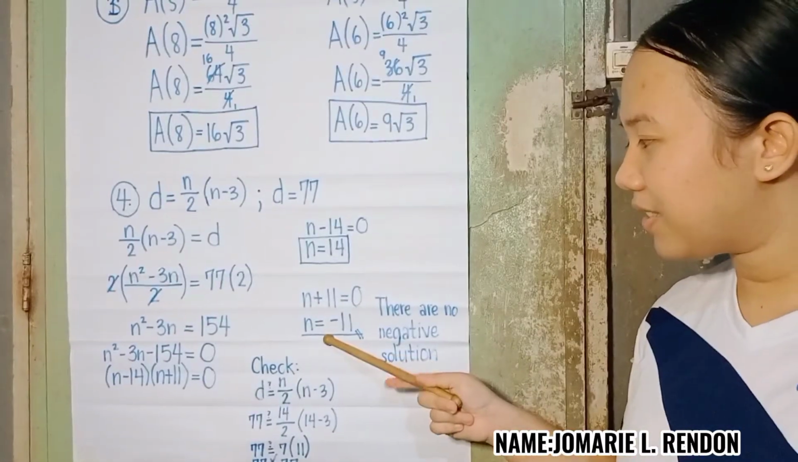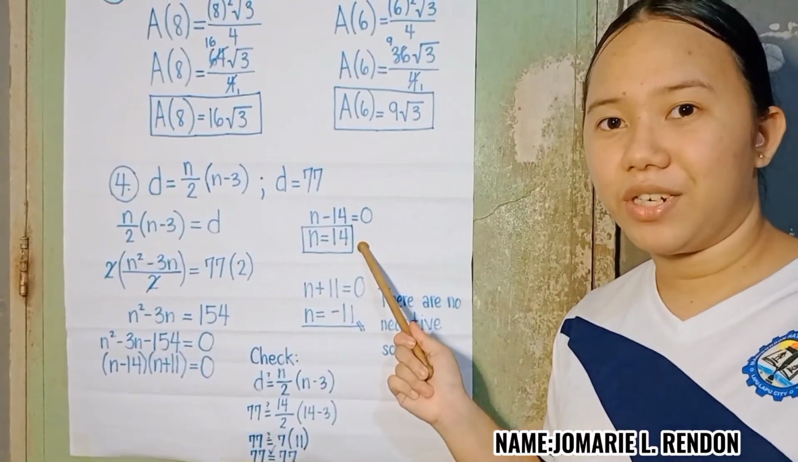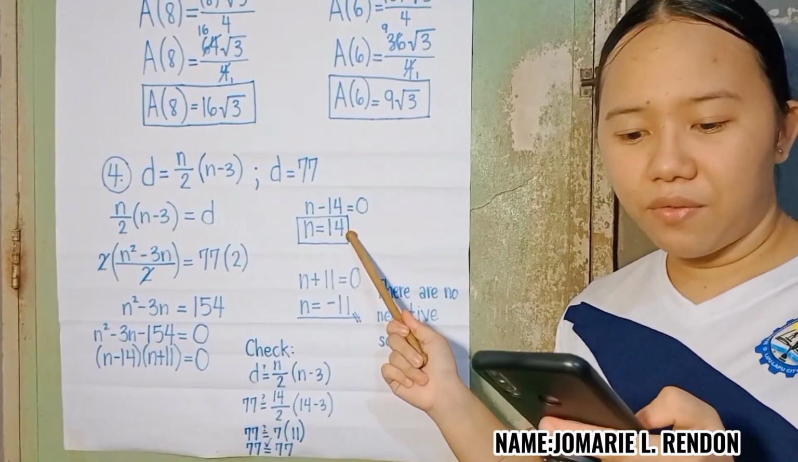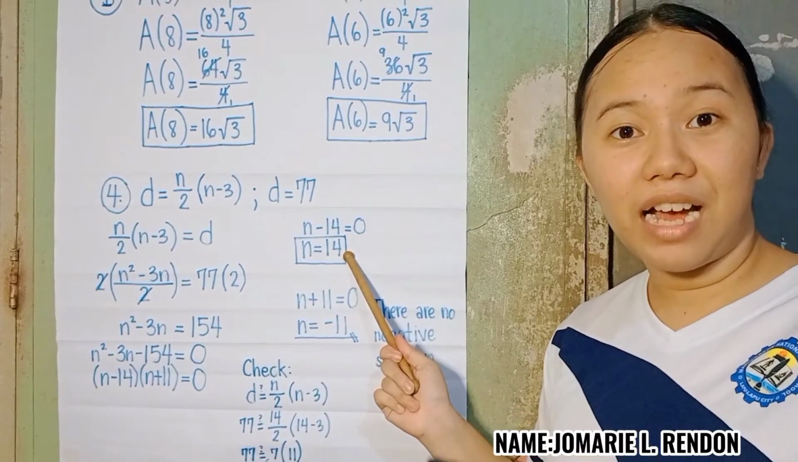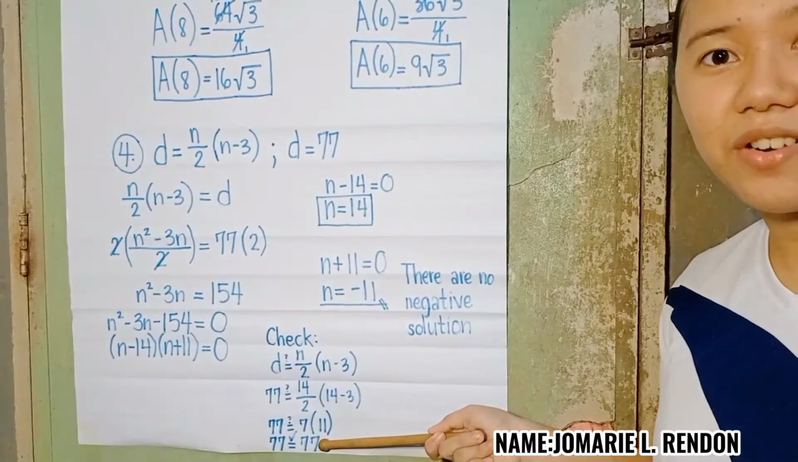So since there is no negative solution, 14 is the only accepted answer. So there are 14 sides if the polygon has 77 diagonals. And we can check here, the answer is correct.